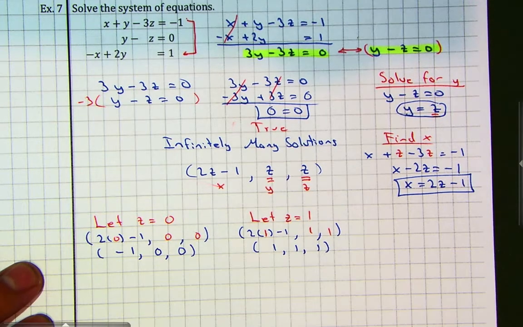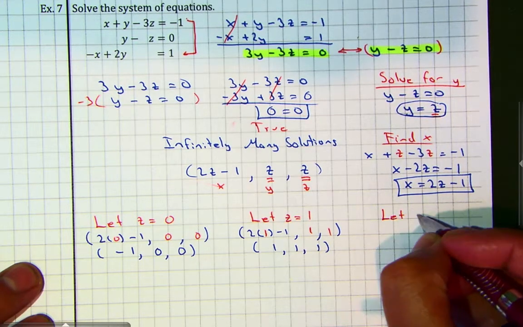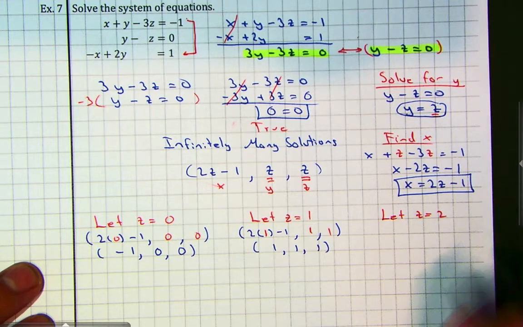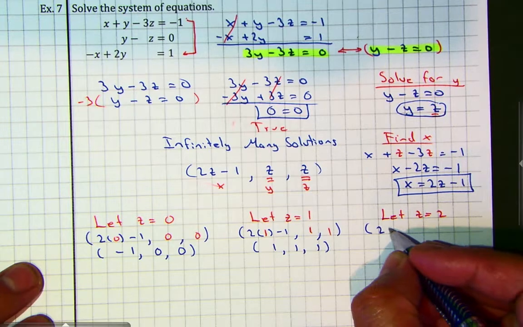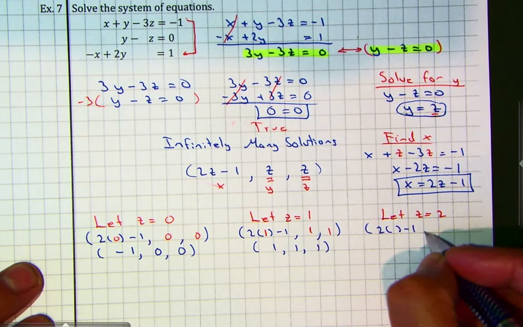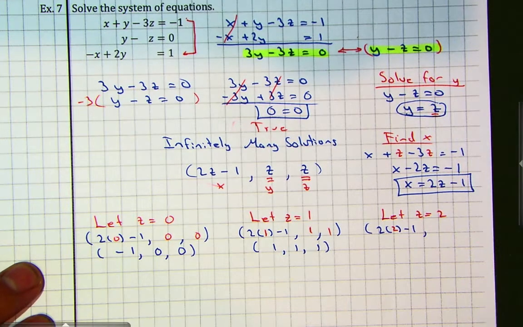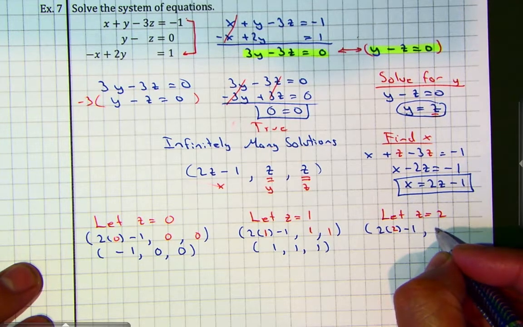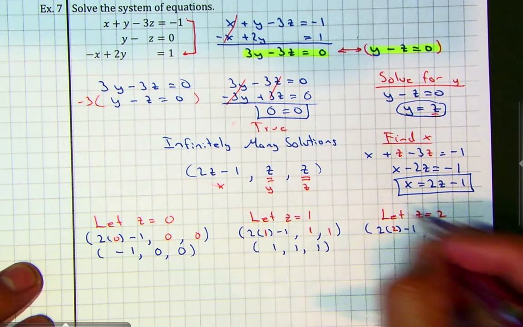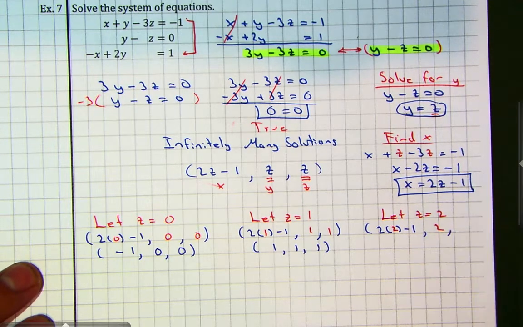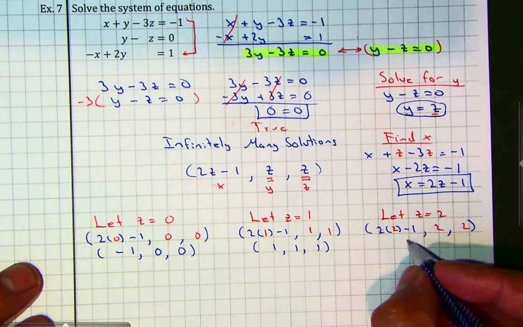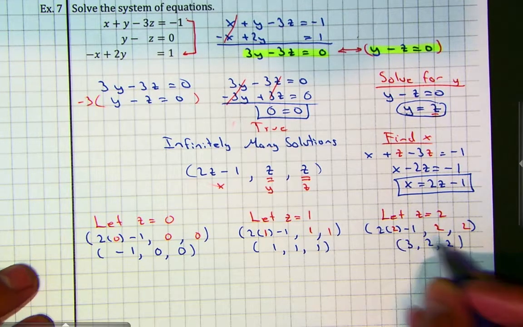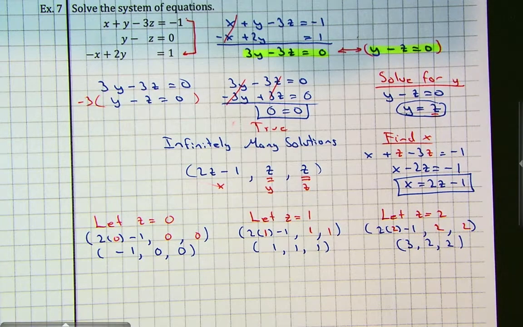I need one more. We can do 10 more if you want, but let's just do one more. Let z equal 2. Perfect. My x value will be 2z minus 1, so 2 times 2 minus 1. My y value will be z, which is 2, and my z value is 2. So it'll be 4 minus 1, which is 3, 2, 2. And those are 3 of the solutions.